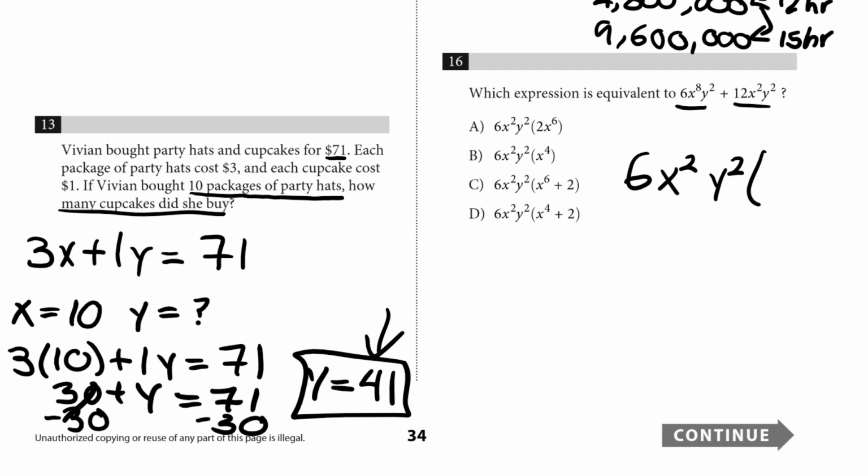If we factor out 6x squared y squared from the first term, the 6 is eliminated, the y is eliminated, and we take away 2 out of the 8 x's, which will leave us with x to the power of 6. Then plus, if we take away a 6, the 12 is going to become a 2. X squared we factored out, y squared we factored out. And we end up with x to the power of 6 plus 2 inside of the parentheses, which is C.